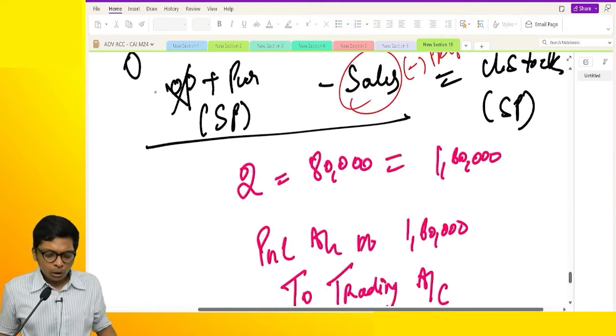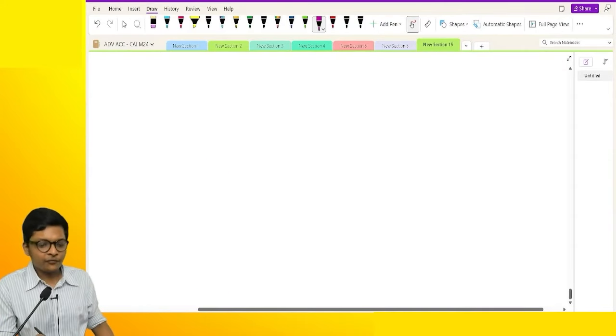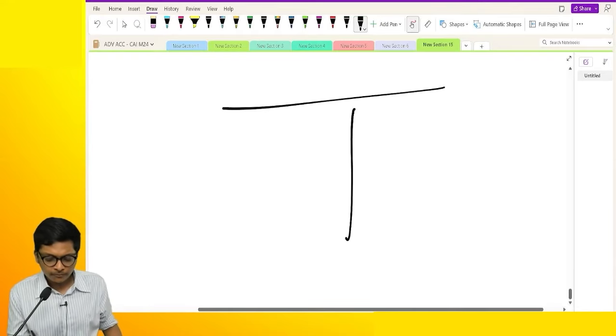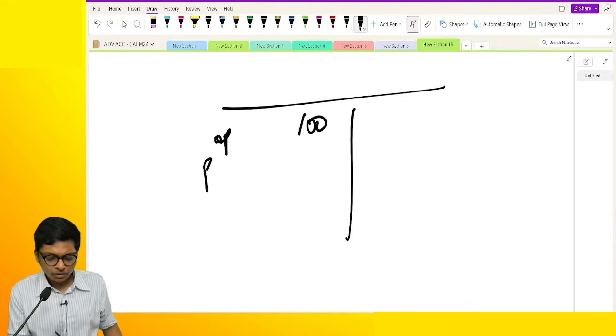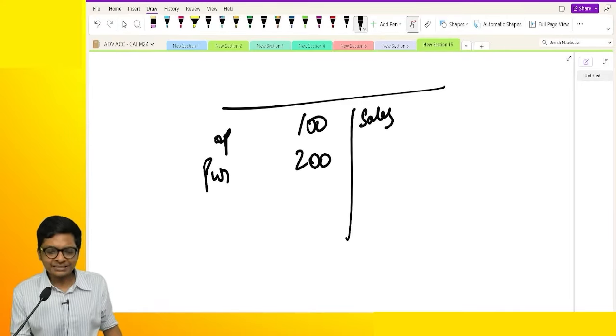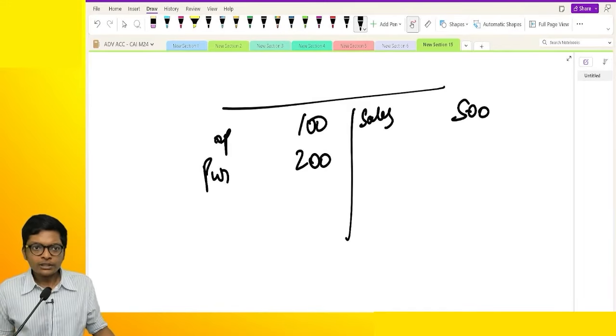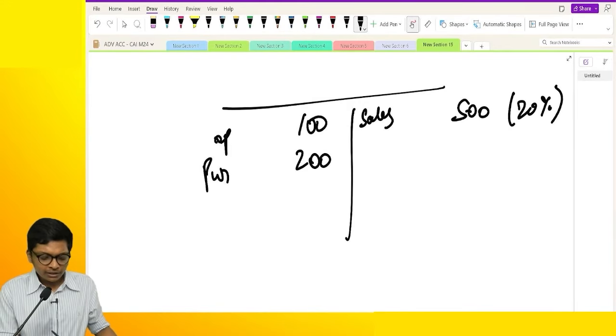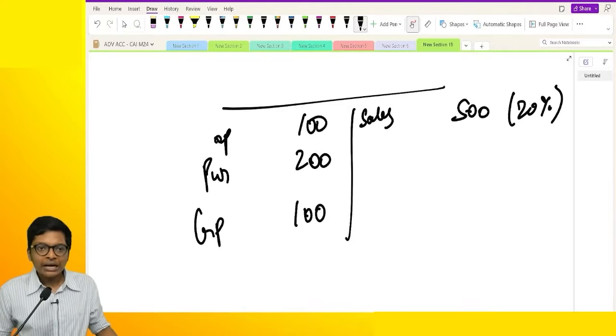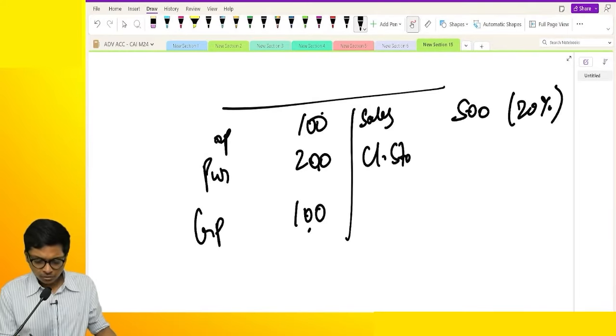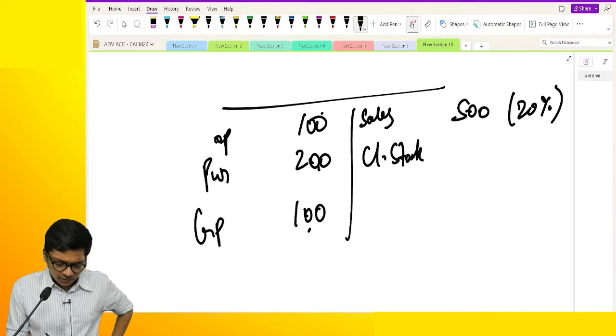Correct, guys? Now I am going to give an example. Follow, guys. Come back to the example. There is a concept. Opening stock 100. Purchase 200. Assume sales is 500 with a gross profit of 20%. What is gross profit? 100. So what is closing stock? No closing stock. No, closing stock will be 500, 20%, 10. We will increase the purchase.